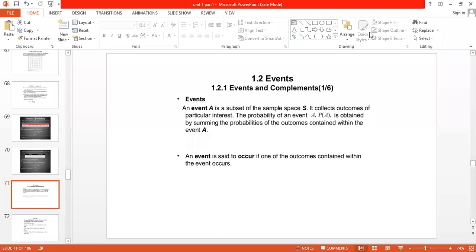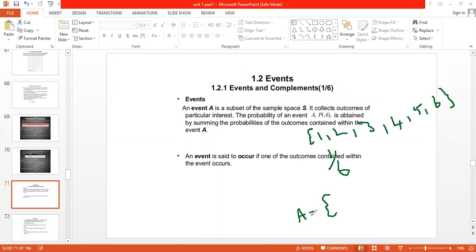For example, when you throw a die, the possible outcomes are 1, 2, 3, 4, 5, 6. Each and every outcome has probability 1 by 6. Now, for example, A is defined as having the values 1, 2, 3.